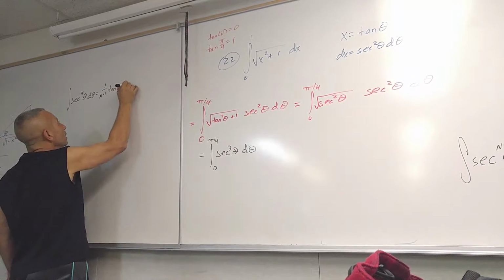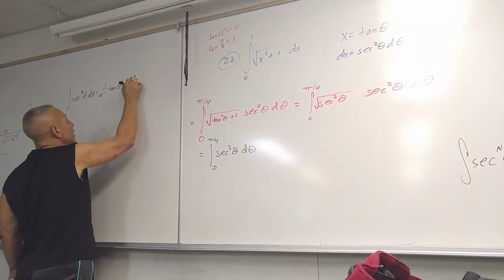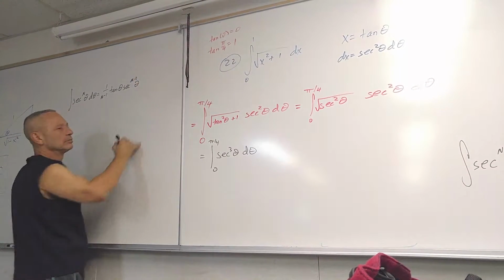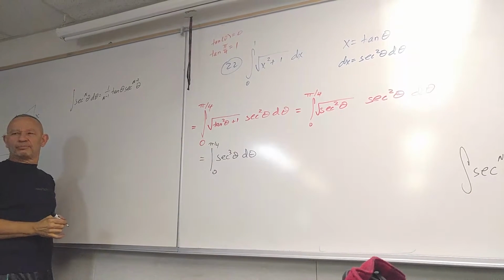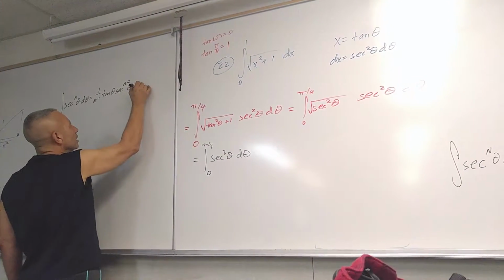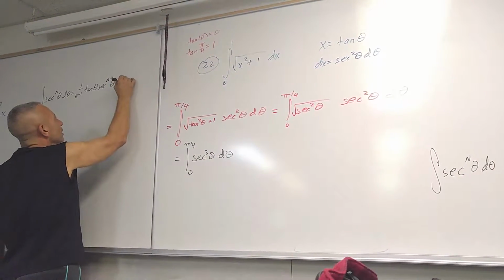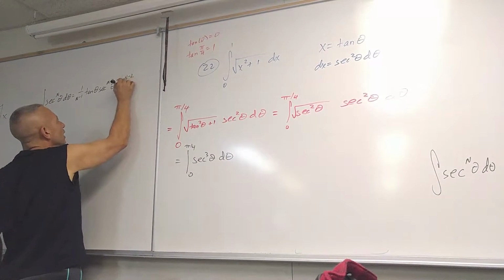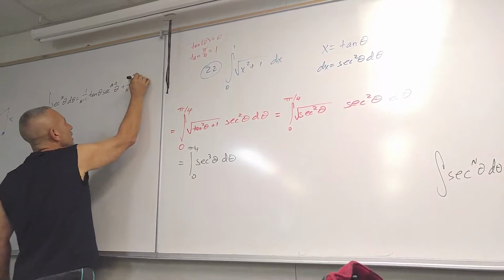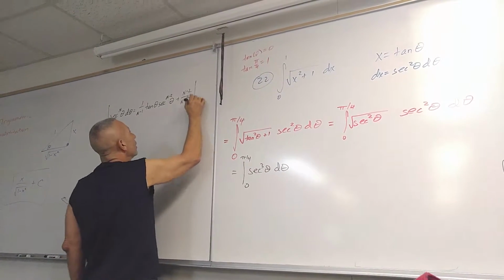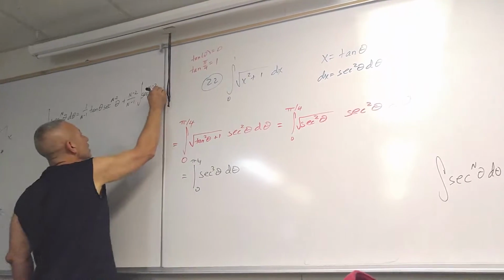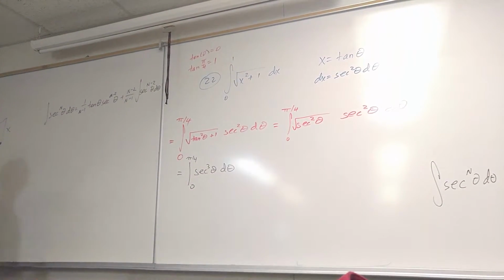Secant to the n minus 2 theta, plus an integral now, n minus 2 over n minus 1, the integral of secant to the n minus 2 theta d theta. That's what I thought.